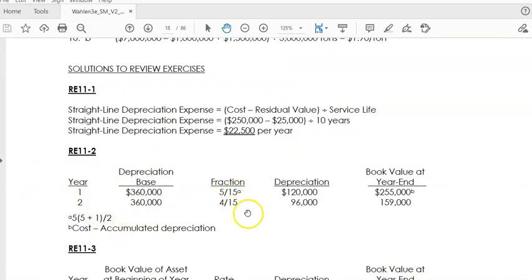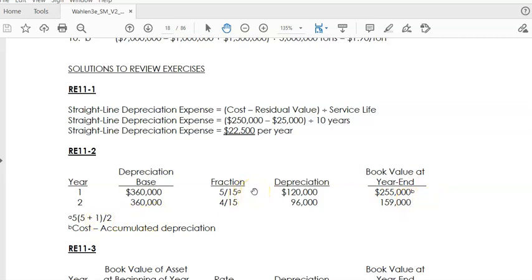The 15 comes from adding up 1 plus 2 plus 3 plus 4 plus 5. That's the 15. And this is an accelerated method, meaning you take more depreciation early on in the life of the asset and not as much towards the end of its useful life. They're asking us just to do 2 years here. The depreciation base is 360. Multiply that by the fraction, in the first year 5 over 15, and we get 120. In year 2, it's 4/15, which is 96, and so on. So follow that pattern.